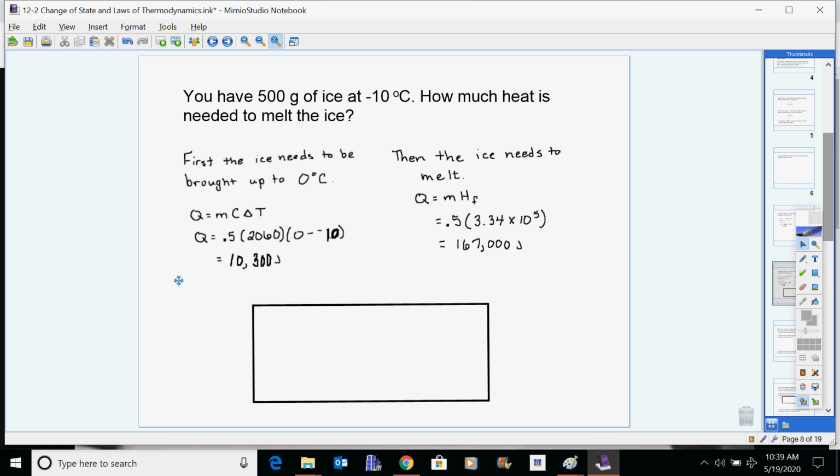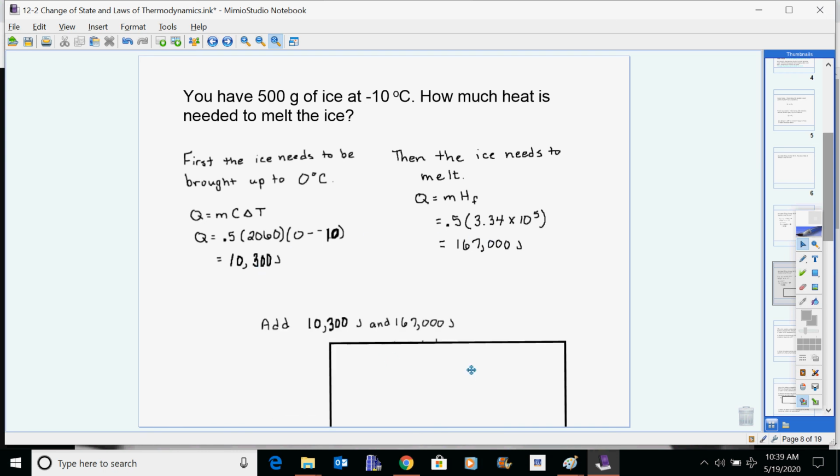167,000 joules. So it takes this amount of energy to warm up the ice and this amount of energy to change it into its new state. So altogether, to take it from here to being all water, you need both of those things to happen. So we need to add them. When you add them, you have the total amount of energy that it takes to get this piece of ice up to 0 and then melted.